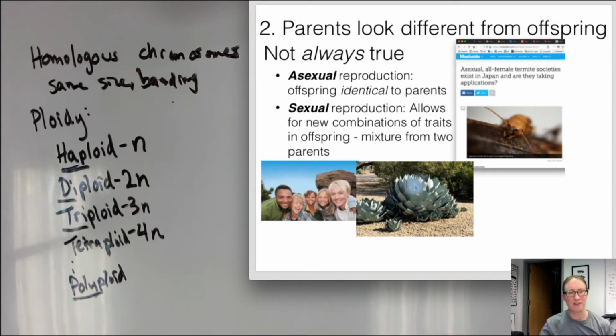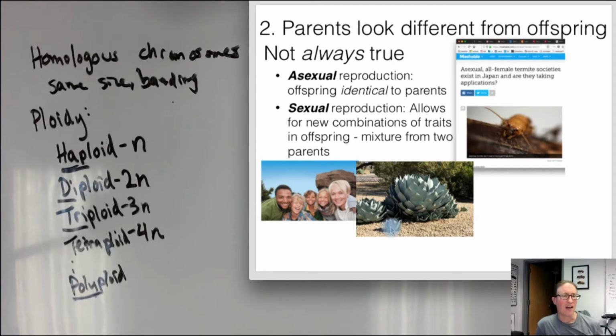So here's one of my favorite examples, this plant here. This is an agave plant. You might know these for being used to make tequila. And agave can reproduce by growing baby plants around the base of the parent plant. These baby plants are actually called pups. And these baby plants, they're identical to the parent plant. And so that's one method for reproducing. Agave can also reproduce sexually, so they're kind of strategic. They've got multiple methods to produce offspring.